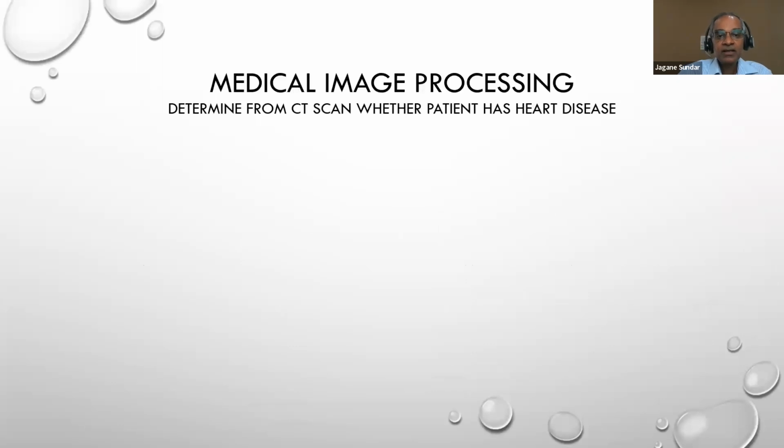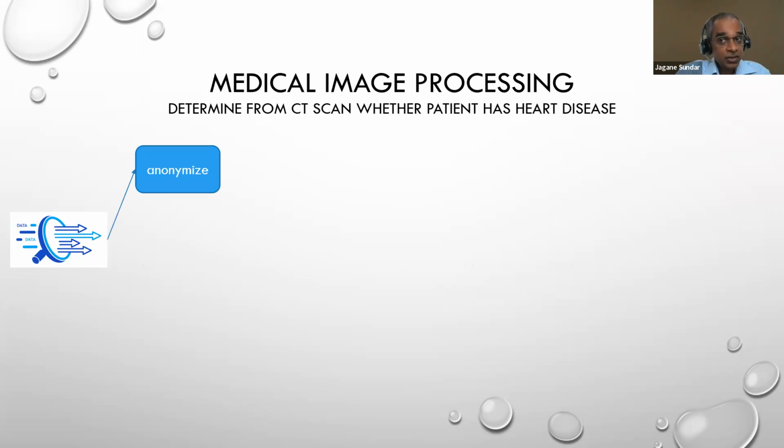The example we've taken here is medical image processing: determine from a CT scan whether a patient has heart disease or not. Start with the data, CT scan images from various CT scan machine types, Philips, GE, whatever. The data is first anonymized. Now, this is a very interesting aspect of the system that we are going to consider in a little bit of detail. Next step is the image conversion from DICOM to NIFTI.